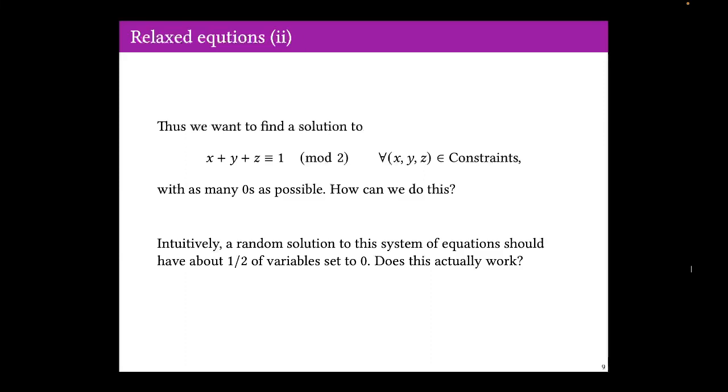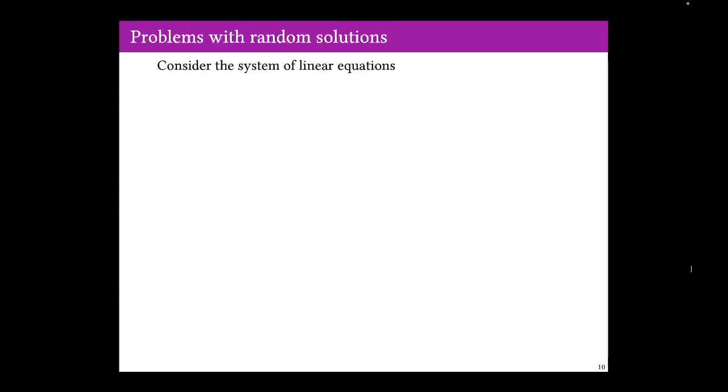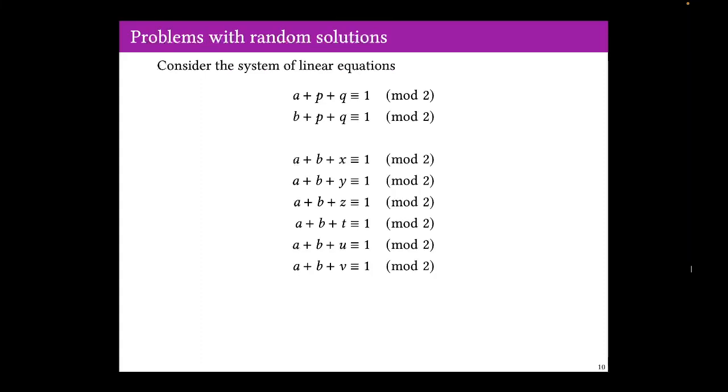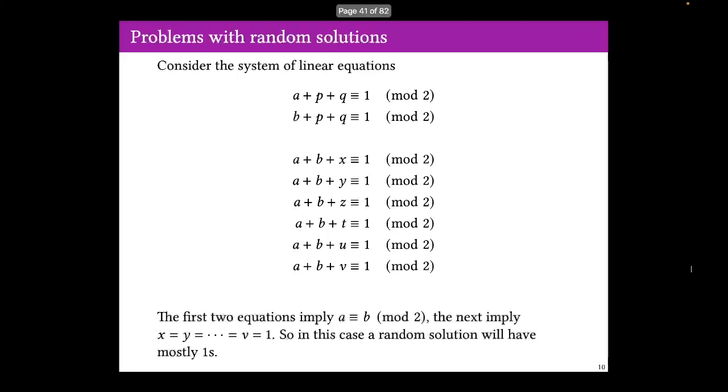Does this actually work? There's a slight problem with this, unfortunately. If you consider the following system of equations, for example. At first glance, this might look a bit undecipherable, but if you look at the first 2 equations specifically, they imply that A and B are congruent to each other. Then, if you look at all the further equations, keeping in mind that A and B are congruent to each other, it follows that X, Y, Z, and so on are all forced to be 1. So in this instance, a random solution has mostly 1s. The only variables not forced to be 1s are A, B, P, and Q, a negligible fraction of the total.